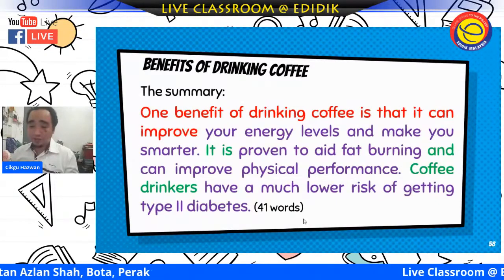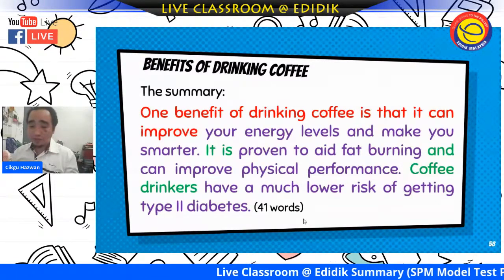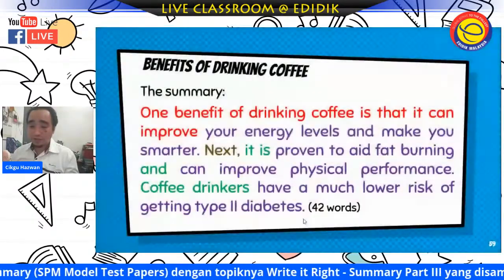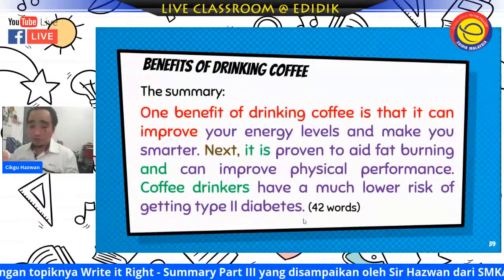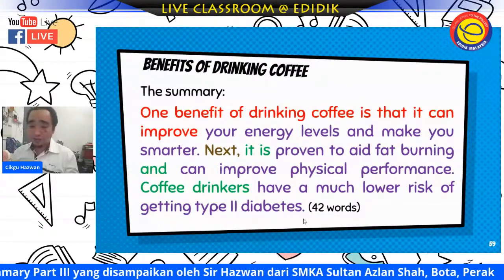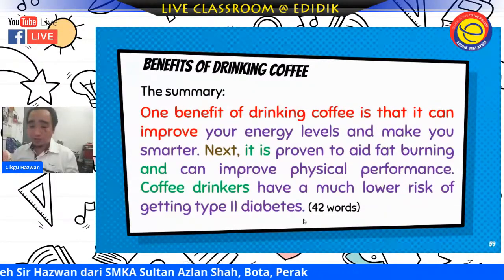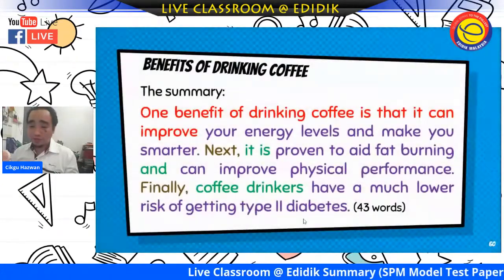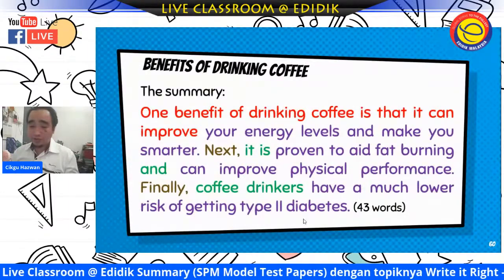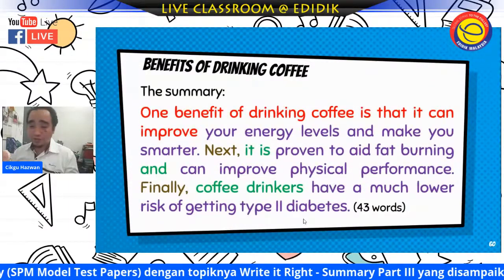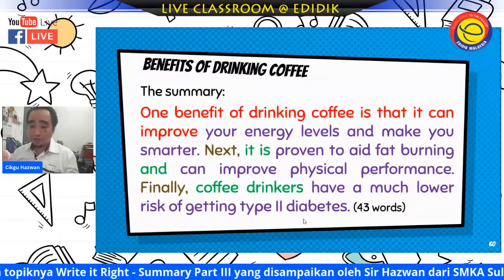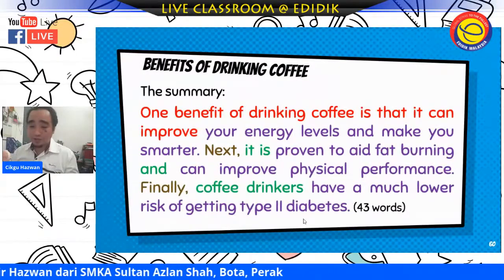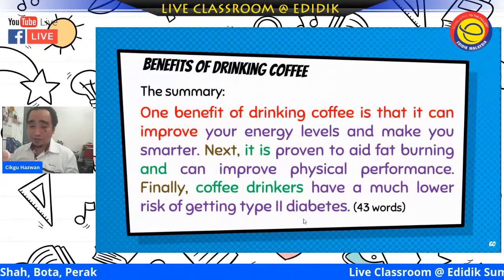If we are adding sequence connectors, remember the word is now adding, meaning we are adding more words. So for example, we put next, and then it's going to be 42. Next, it is proven to aid fat burning and can improve physical performance. And it becomes 42 words. And finally, you put the word finally, and now it becomes 43 words. Without the sequence connectors, our summary is still understandable and it only has 41 words. Now, with the sequence connectors added, we are adding more words actually.